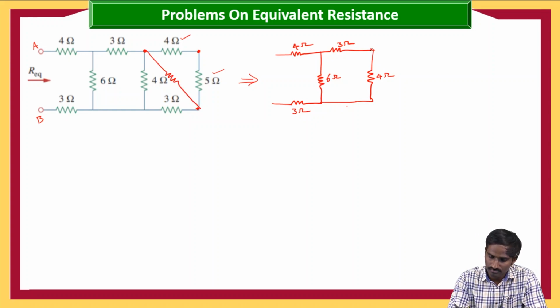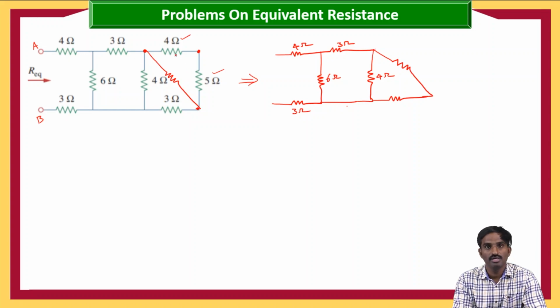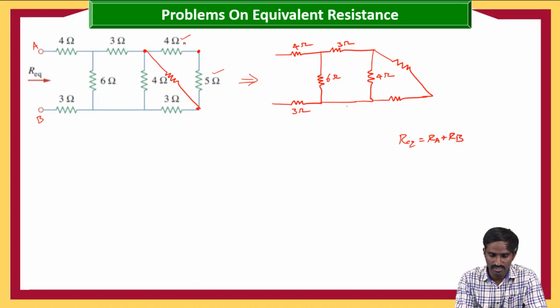Let us draw. Again you will have the 3 ohms resistor here, and in these two terminals you have one equivalent resistor. If two resistors are in series, then the equivalent resistance is R equivalent equal to RA plus RB, where let us consider this one is RA and this one is RB.